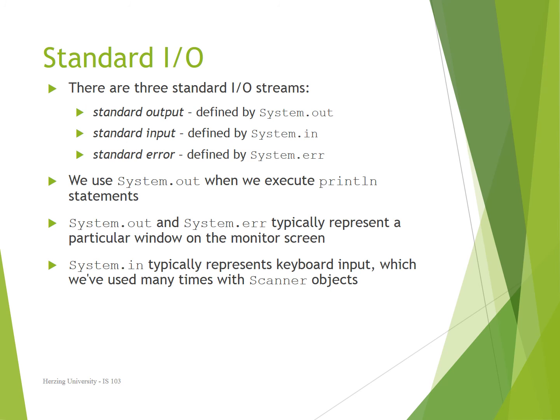Standard I/O. There are three standard input-output streams. You have standard output, defined by System.out, standard input, which is defined by System.in, and standard error, which is defined by System.err. We use System.out when we execute println statements. System.out and System.err typically represent a particular window on the monitor screen. System.in typically represents keyboard input, which we've used many times with Scanner objects.